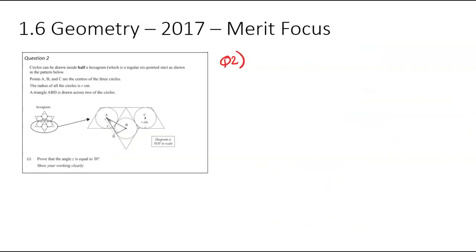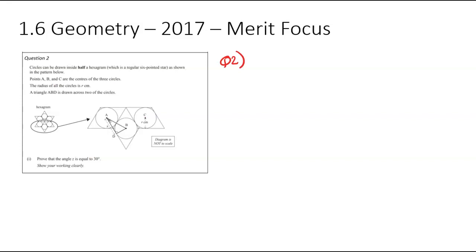Looking at question number 2, and we've got circles drawn in a hexagram. So that's what this thing here is, which is a regular 6-pointed star as shown in the pattern below. A, B, C are the centers of the circles. The radius is r, so we've been given that here. So each of these circles are going to have the same radius of r units long.